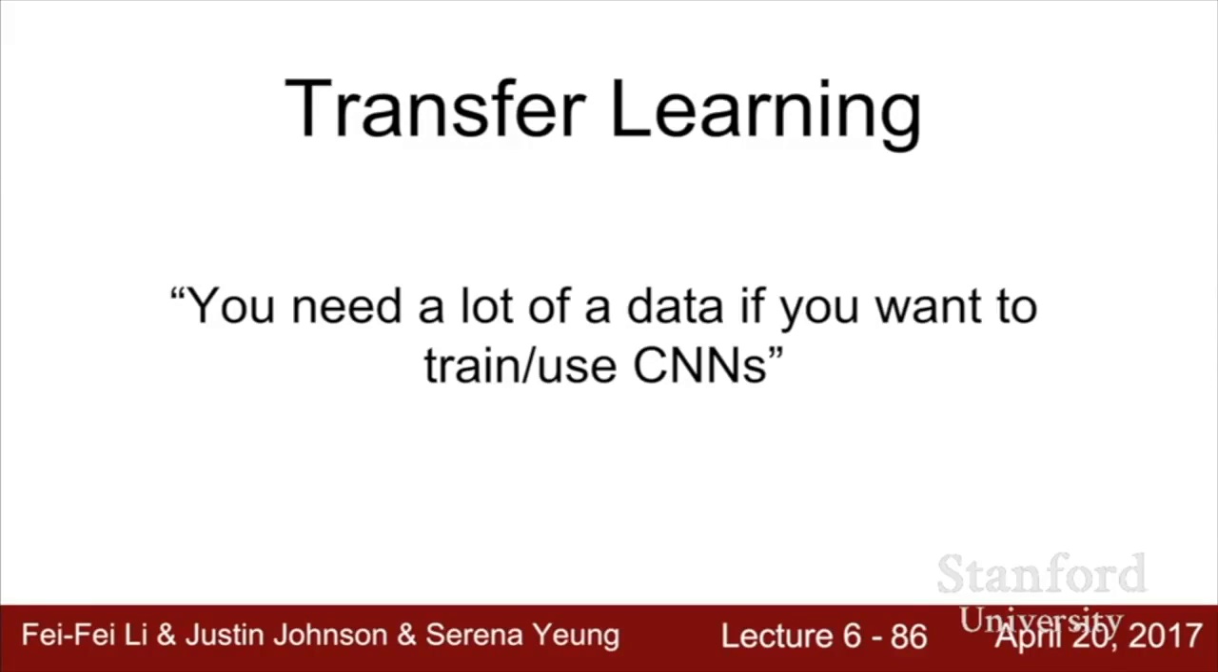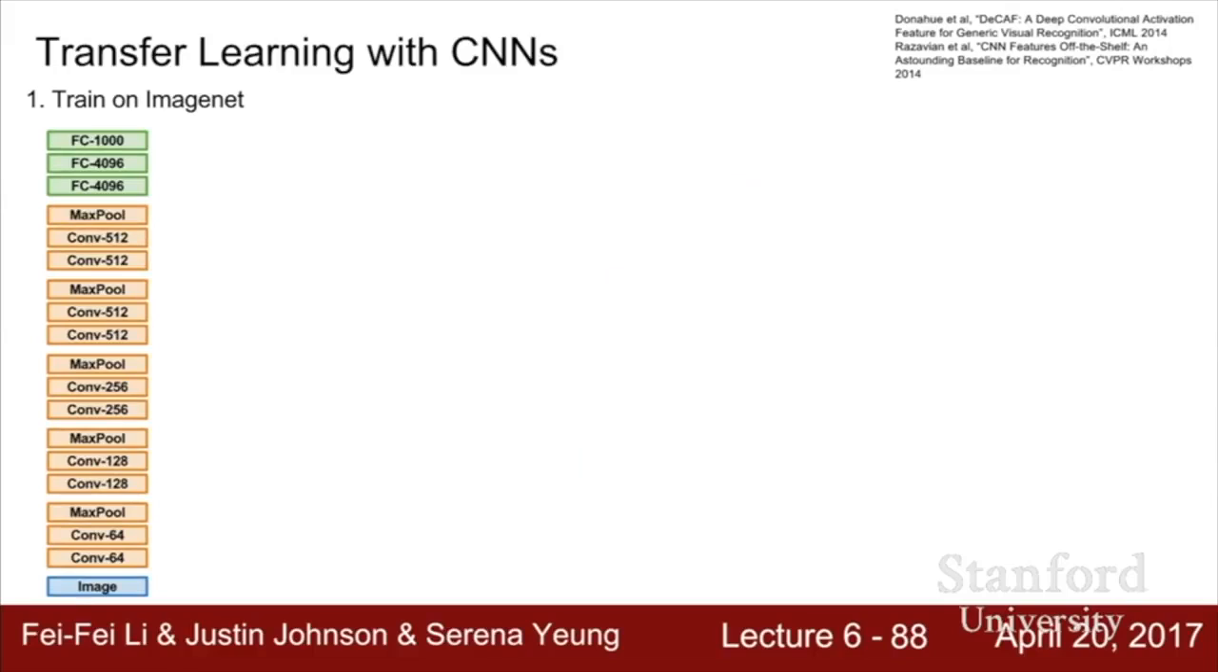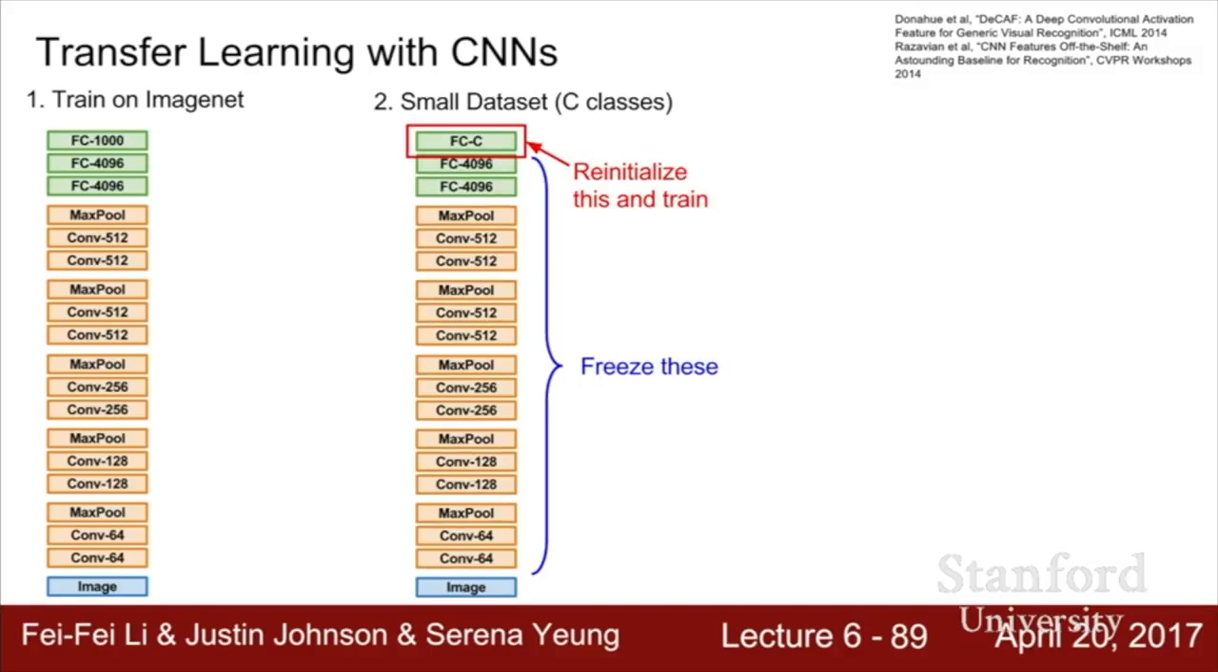Transfer learning busts this myth that you need a huge amount of data in order to train a CNN. The idea is really simple. You first take some CNN, here a VGG style architecture, and train it on a very large data set like ImageNet, where you actually have enough data to train the whole network. Now you want to apply the features from this data set to some small data set that you care about. Maybe instead of classifying the 1,000 ImageNet categories, you want to classify 10 dog breeds or something like that, and you only have a small data set. Here, our small data set only has C classes.